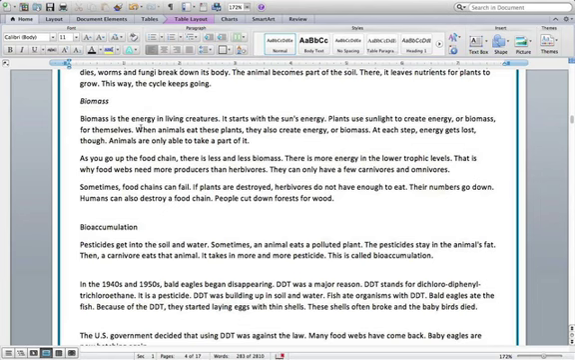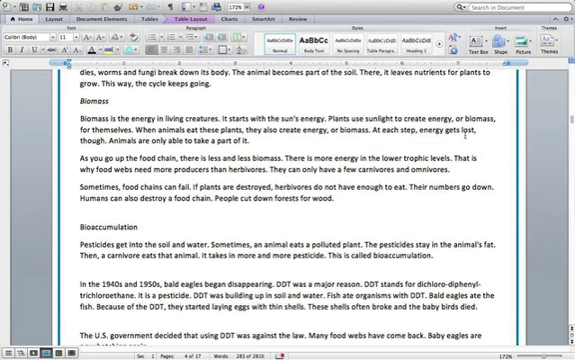Biomass is the energy in living creatures. It starts with the sun's energy. Plants use sunlight to create energy, or biomass, for themselves. When animals eat these plants, they also create energy, or biomass. At each step, energy gets lost.